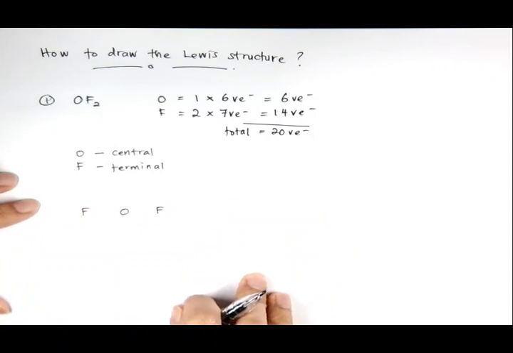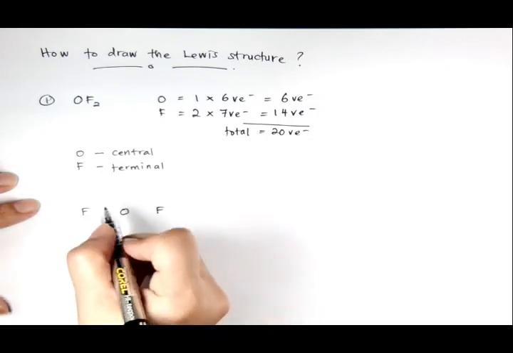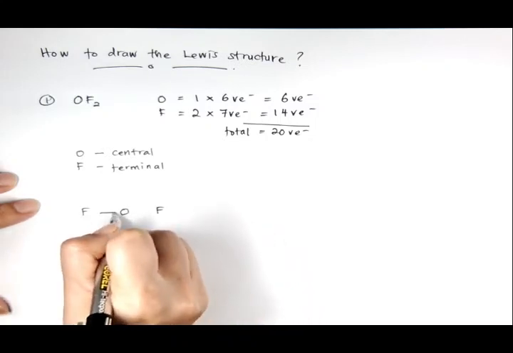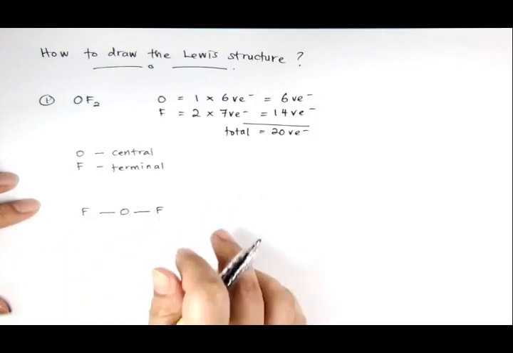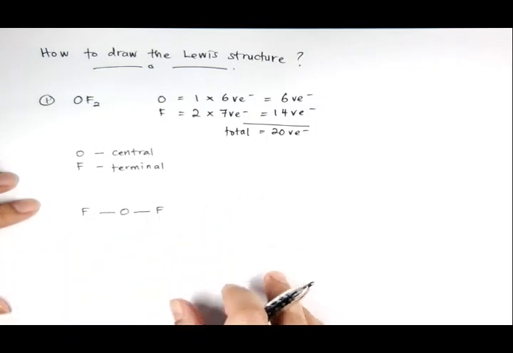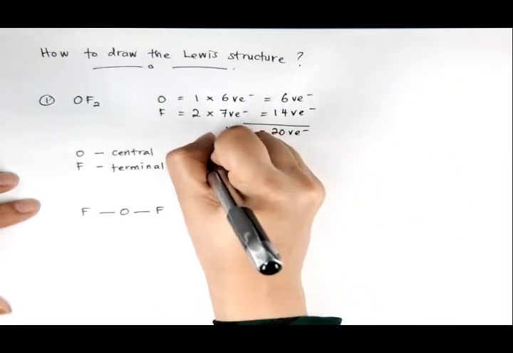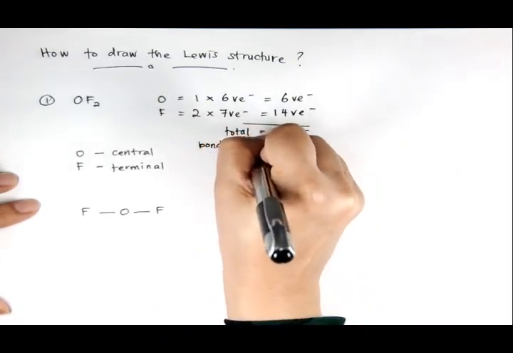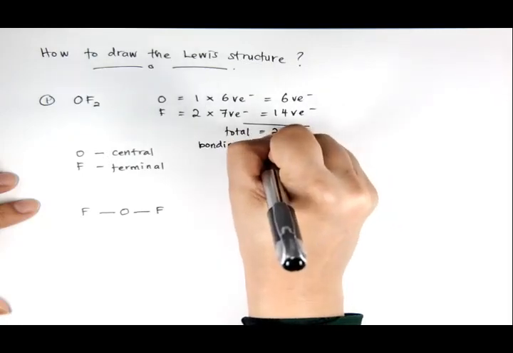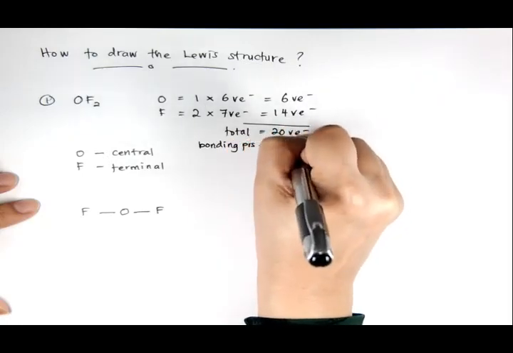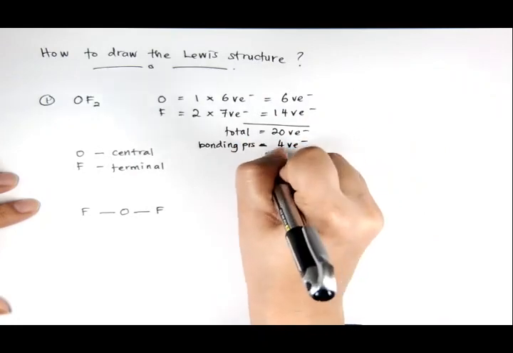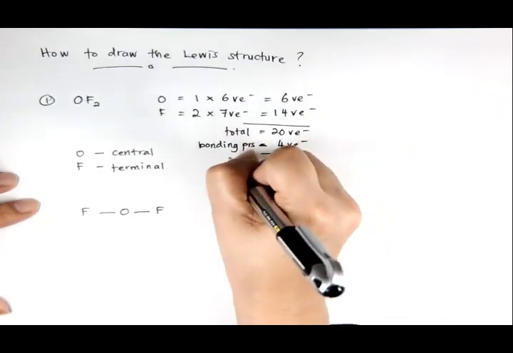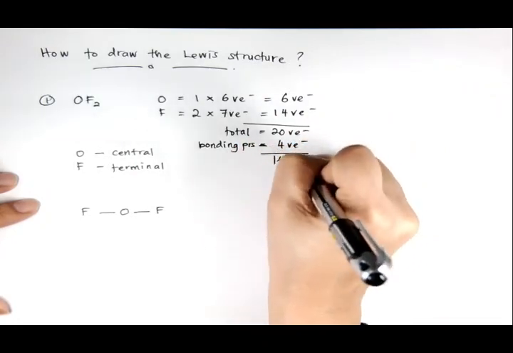So now, the next step is to draw the single bond to show the bonding between the central atom and the terminal atom. So, the oxygen atom is bonded to 2 fluorine atoms, so we have 2 single bonds. In 2 single bonds, we have used 4 electrons. So, minus 4 electrons from the total number of valence electrons, that gives 16 remaining electrons.